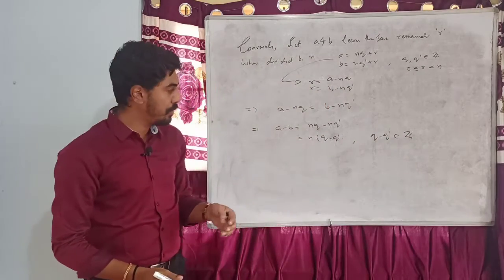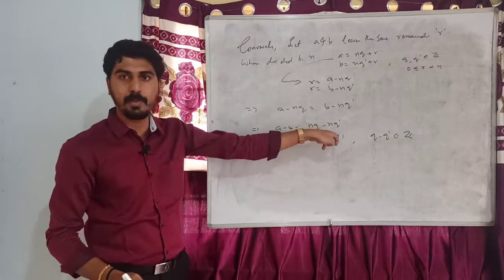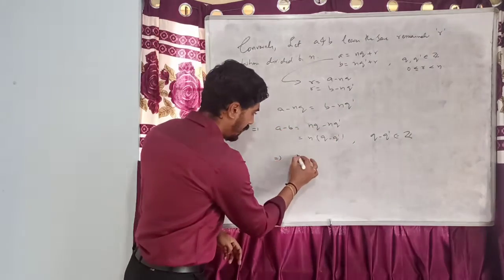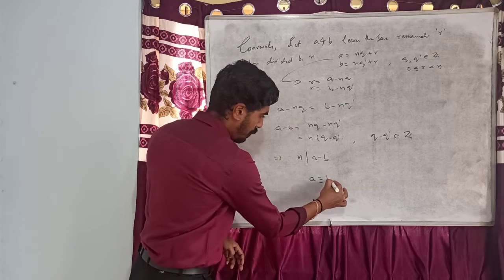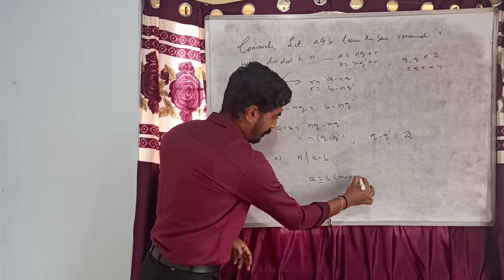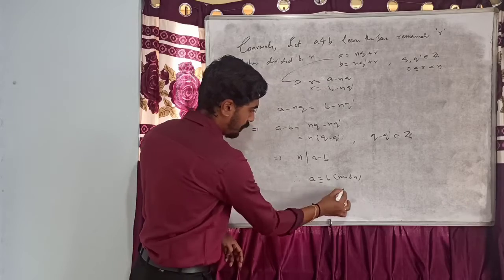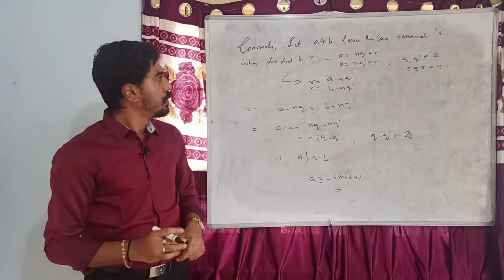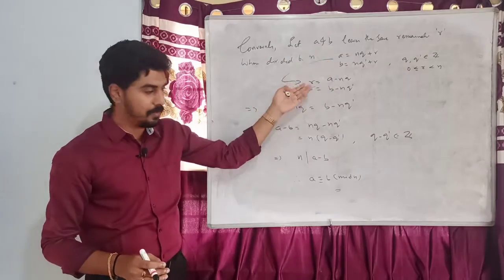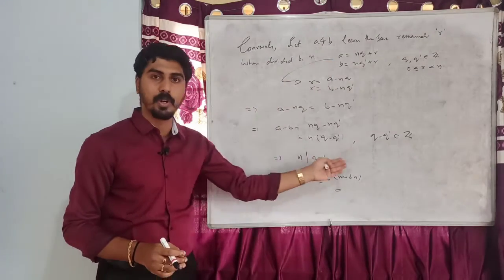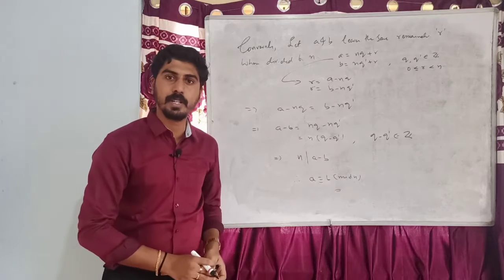So I have shown that A minus B is an integral multiple of N, and therefore N divides A minus B, and so A is congruent to B modulo N. So considering that A and B leave the same remainder when divided by N, we have shown that A is congruent to B modulo N. This completes the proof.